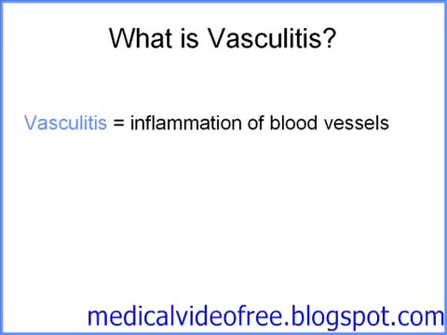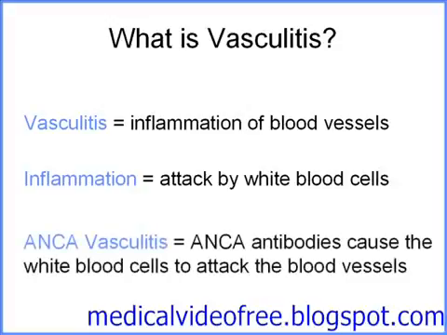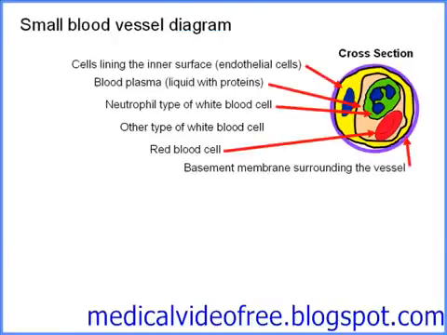And inflammation is when white blood cells that normally are protecting us attack some part of the body. So ANCA vasculitis is when white blood cells attack vessels as a result of these ANCA autoantibodies stimulating the white blood cells. So that's what ANCA vasculitis is. Let's think about how this happens in the body.